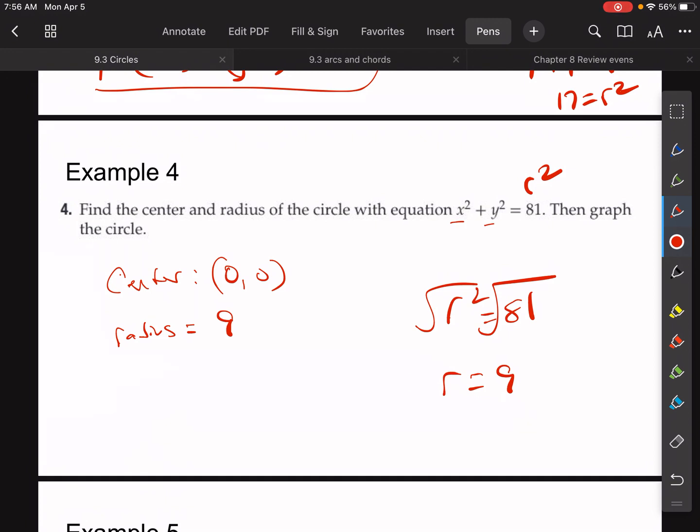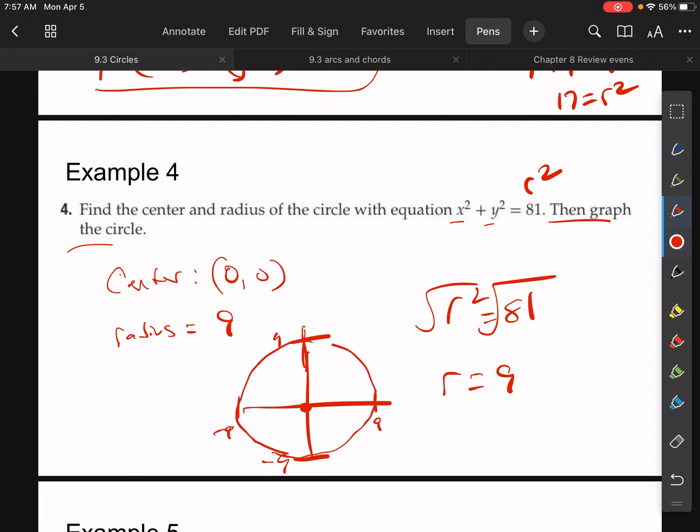And then this says to graph the circle. If you're going to graph the circle, here's the center. Since my radius is 9, I can go 9 in the positive direction, 9 in the negative direction, all the way around. So this is 9, negative 9, and then you just draw your circle here. I think I'll give you graphs on your homework sheet so you can make that very easy. Since the radius is 9, you go 9 in all 4 directions and then connect the points.